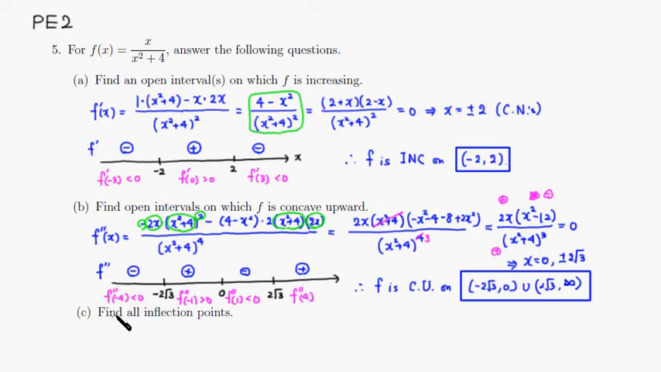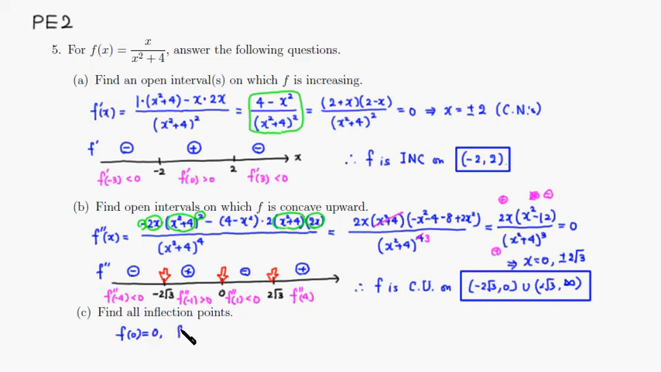And the last question, we want to find inflection points. So you can see that the sign always changes at these points, so you have inflection points there. And another inflection point there, and another inflection point there. So we have to find the corresponding function value. So f of 0 is easy. Plug in 0 in the original function is 0.